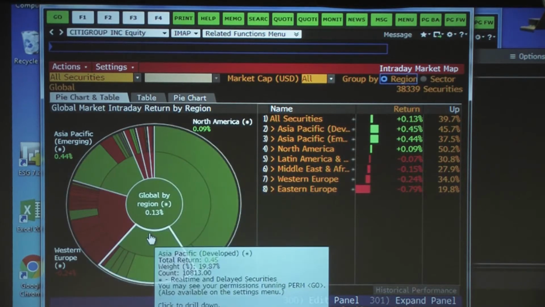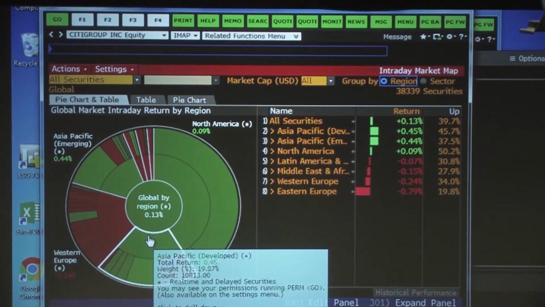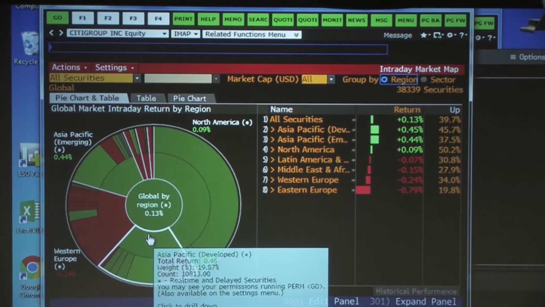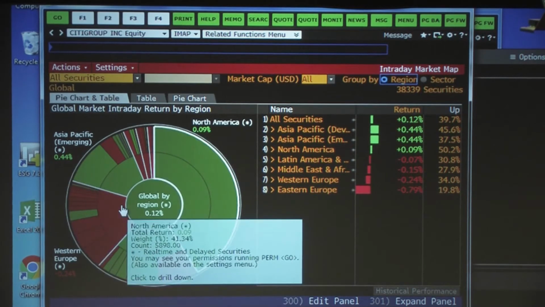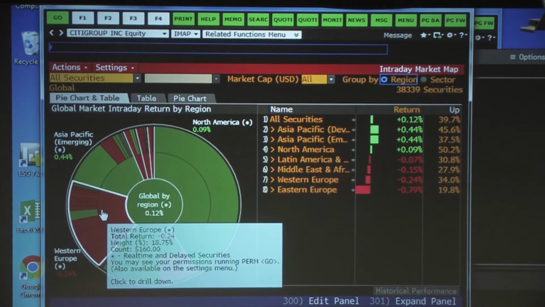So we can look at the different regions. You can see Asia Pacific developed. Usually Asia has two segments here. We have the developed countries like China, India, and then we have the non-developed like Bangladesh, Pakistan, some of these smaller countries, Vietnam, in the area. You can see this part here did bad. Western Europe did bad for the day. So you can quickly get an analysis of how the world did on a daily basis.